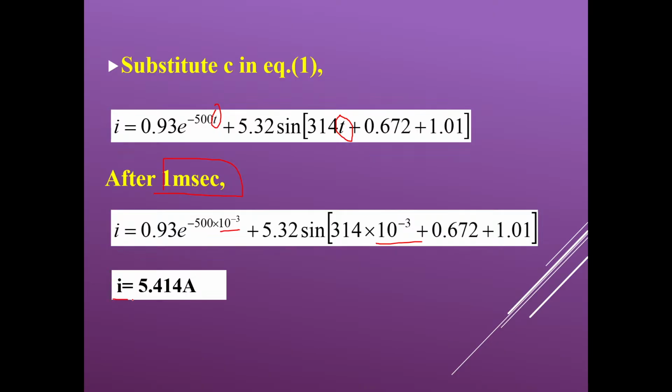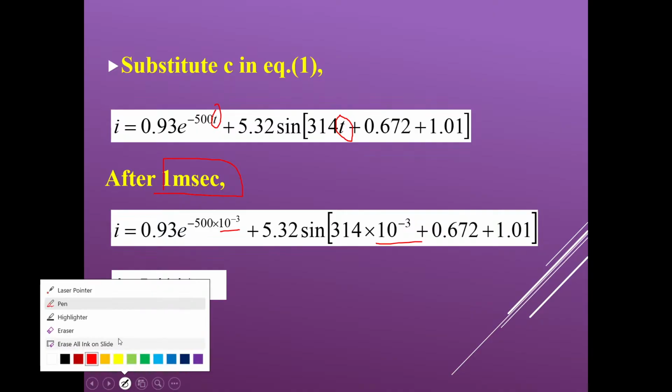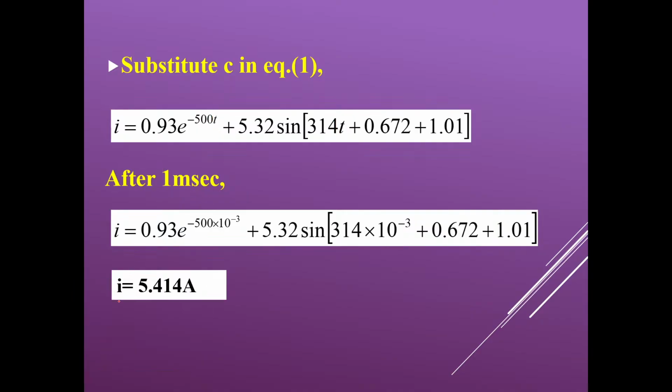So I have got I equal to 5.414 amperes for the time delay for the switch to close, okay, at 1 millisecond. So if the switch closes at 1 millisecond, this is the current. I is equal to 5.414 amperes.